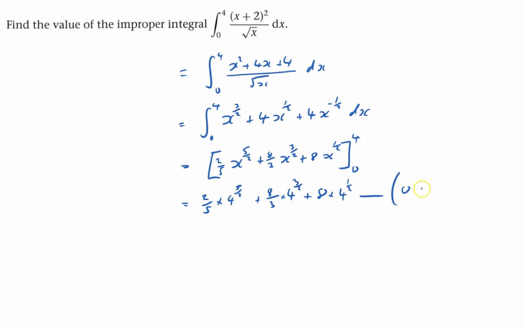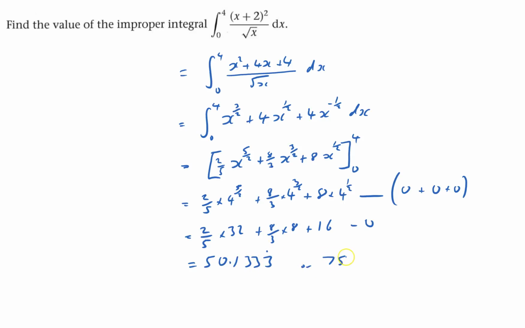The first bit will be 0, the next bit will be 0 as well, and the last bit also will be 0. So that gives me 2/5 times the square root of 4 to the power of 5, which is 32, plus 8/3, square root of 4 is 2, cubed is 8, and finally 8 times the square root of 4 is 2, that'll be 16, and take away 0. On the calculator that is 50.1333, okay? Or you could put that down as 752/15, or 50 and 2/15.